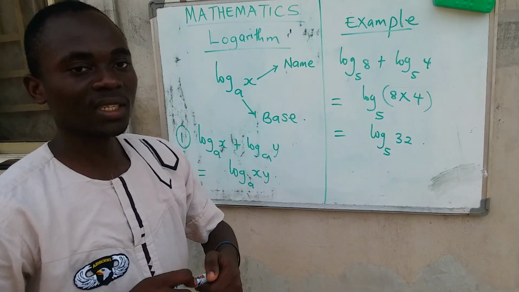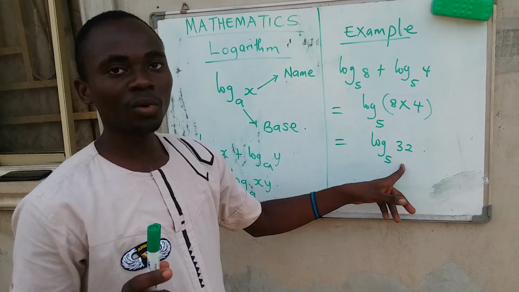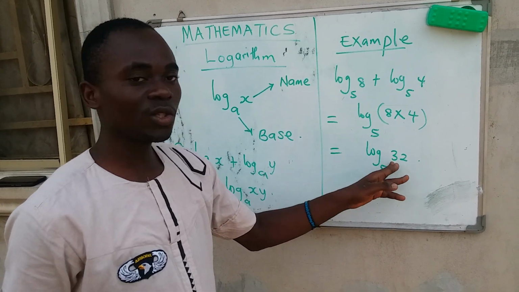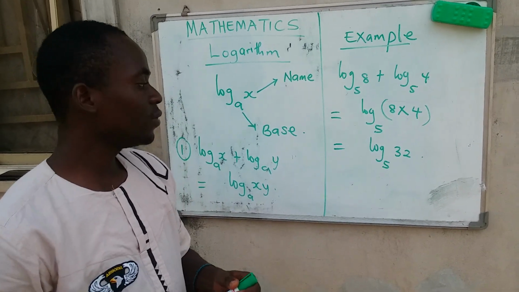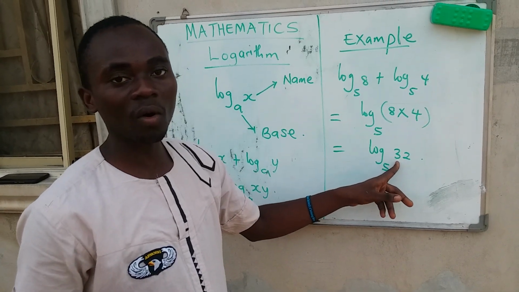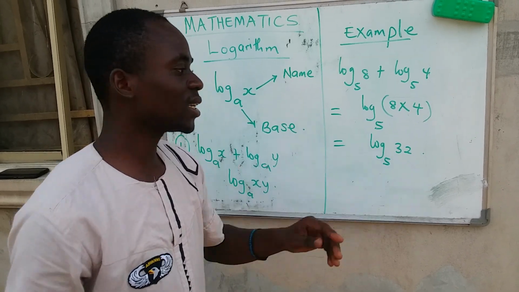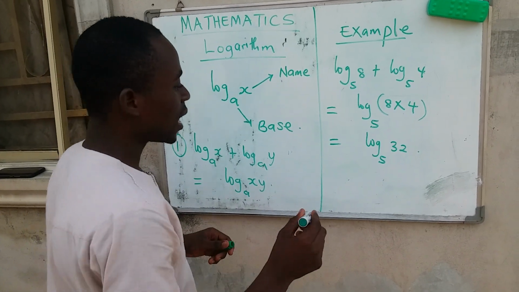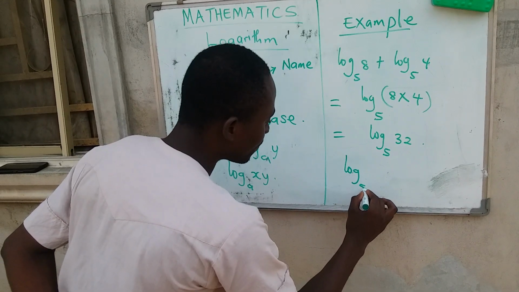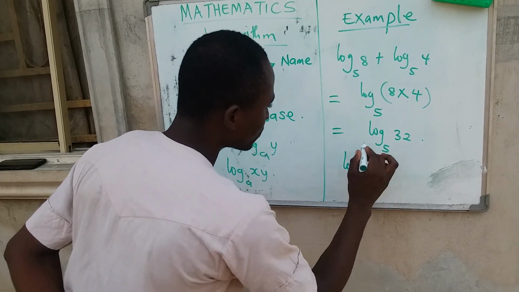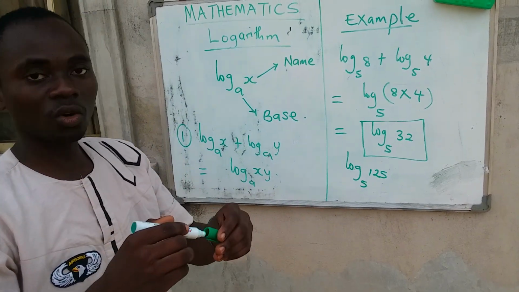Now, a lot of us will be asking ourselves, should we stop at this? Yes, you can stop at this if there is no possibility of expressing 32 as a power of 5. But if there is a possibility of expressing it as a power of 5, you can go ahead and get your answer as a whole number. Take for instance, if I reached a stage where I had this expression, logarithm to base 5 of, say, 125. Please, this is not the final answer for the question we've solved. This is just a further explanation of the question.